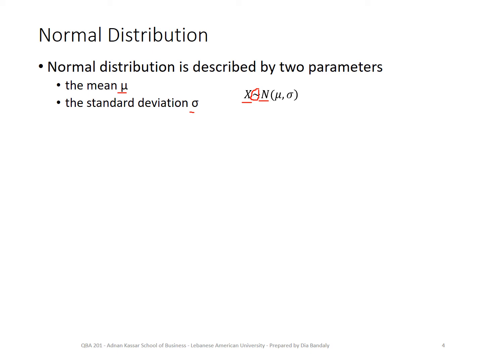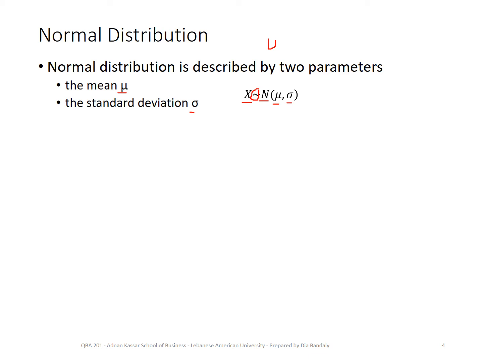If it was uniform, for example, I could have used the letter U. Now this is normal, and in normal distribution, I open the parentheses and write down the two parameters of this distribution, which are the mean mu and the standard deviation sigma.